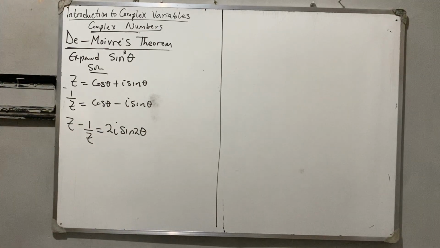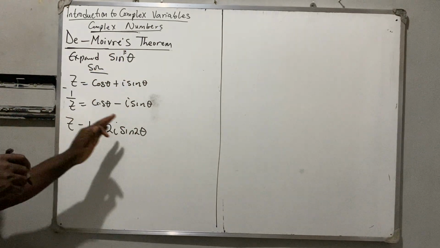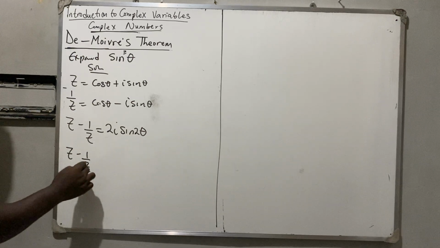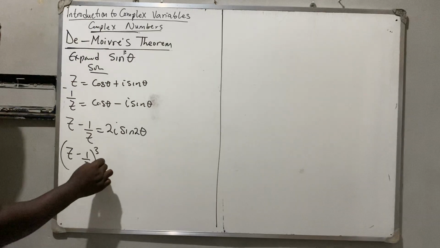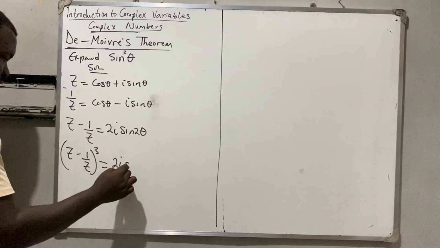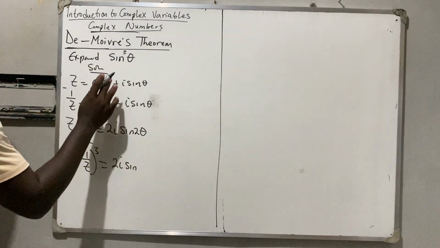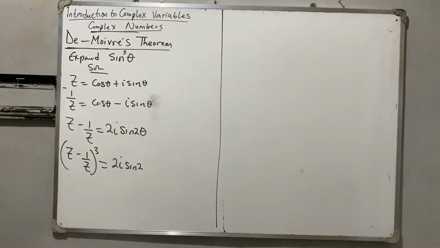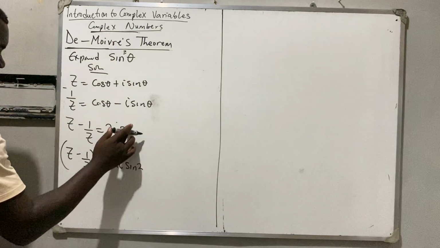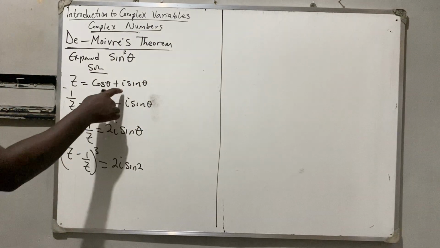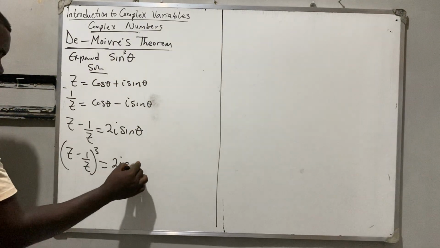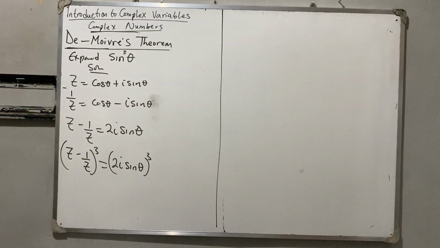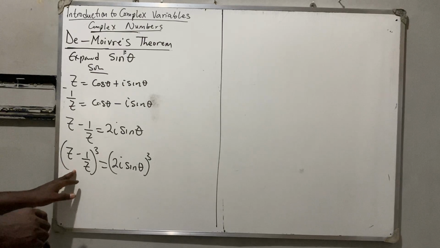Now, I am looking for raised to power 3, so let me take the cube of both sides. So I have z minus 1 over z all raised to power 3 will now be equal to 2i sine theta all raised to power 3. How did I get 2 theta? No, it's sine theta, it's just these two adding each other. Sorry about the mistake.